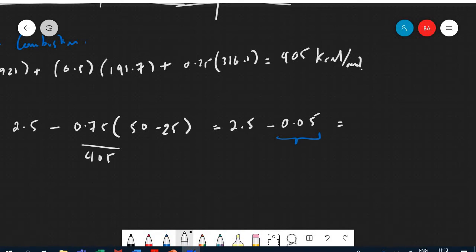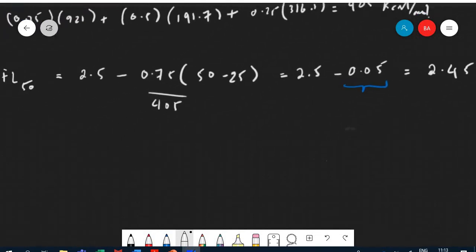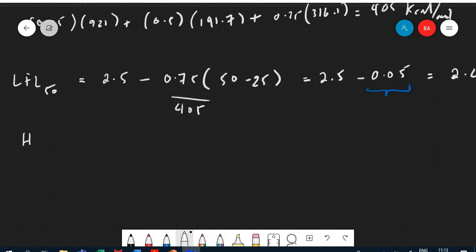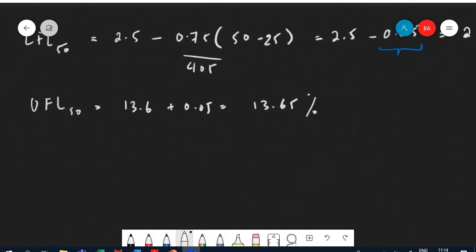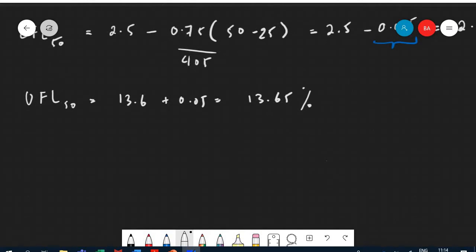So 2.5 minus 0.05 will be 2.45%, and you can see that this LFL did not really get affected a lot. And for the upper flammability limit at 50 degrees, this is going to be 13.6, and with another minus term, you're going to find out that it is plus 0.05, and that is not really affected a lot. It will be 13.65%. So we can see that with a small change in temperature there was not a real big change. However, with bigger temperatures, things could change more, but the flammability regions did not change a lot.